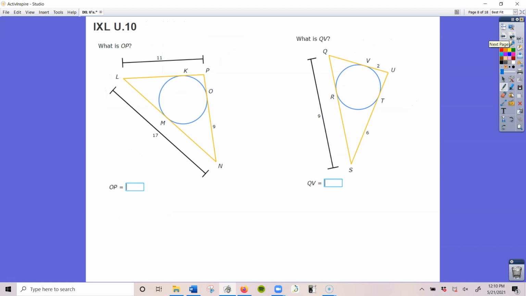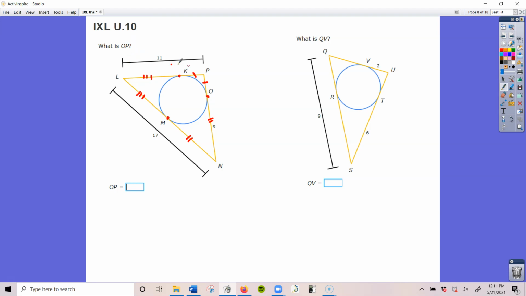Now let's look at U10. In U10, we're going to start finding segment lengths depending on those tangents. One thing to keep in mind about these tangents is that there is a tangent point here and here. The two tangents that are connected to each other, this is the same as this, so this value will be the same as this value. It's always the two that are connected to the outside point, and those two tangents create the same segment. So this one here will be the same as this one here.